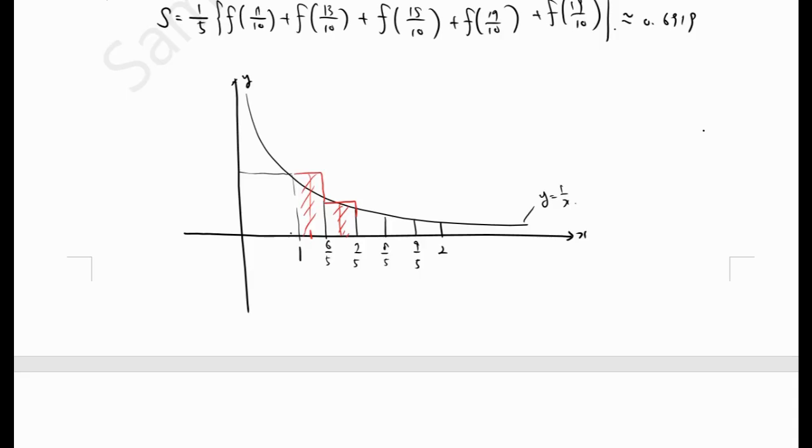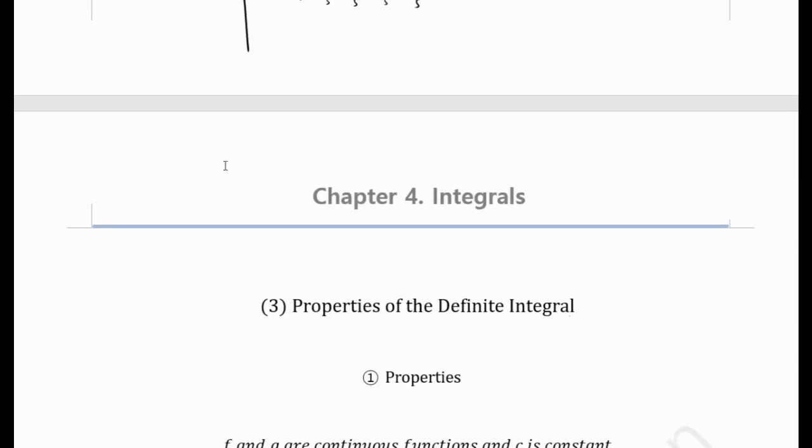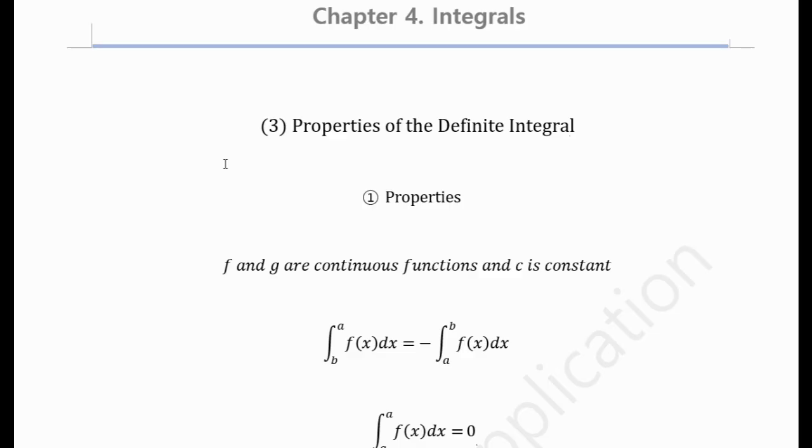And no, this is a midpoint and height is this, and midpoint height is this, and midpoint height is this. This S1, S2, S3, S4, S5 is the Riemann sum, and it is the definite integration from 1 to 2, 1 over x dx. So the next topic is properties of the definite integral.